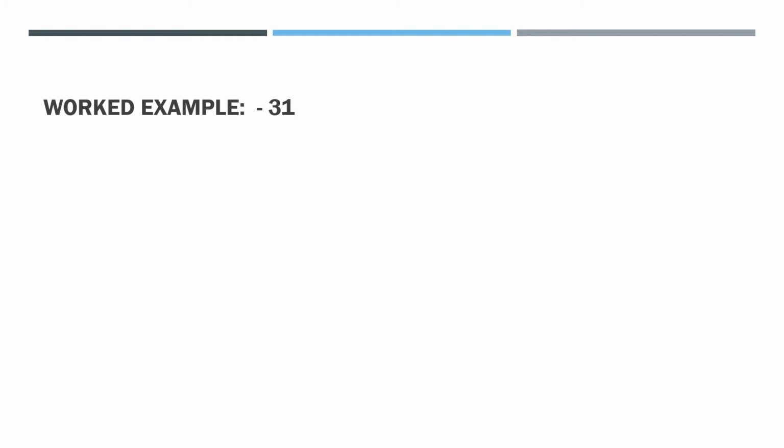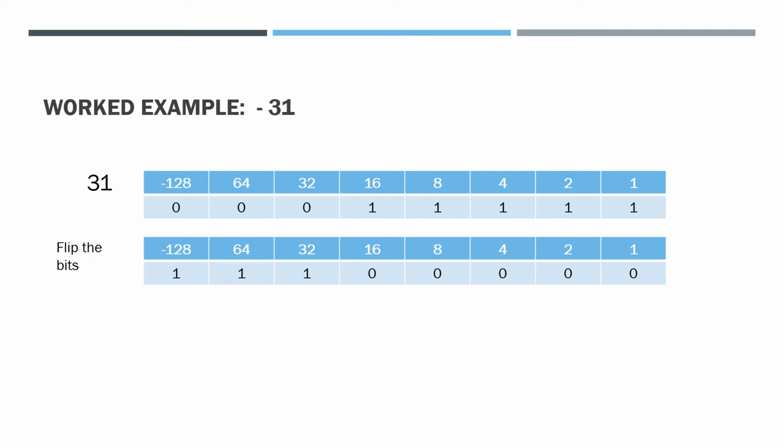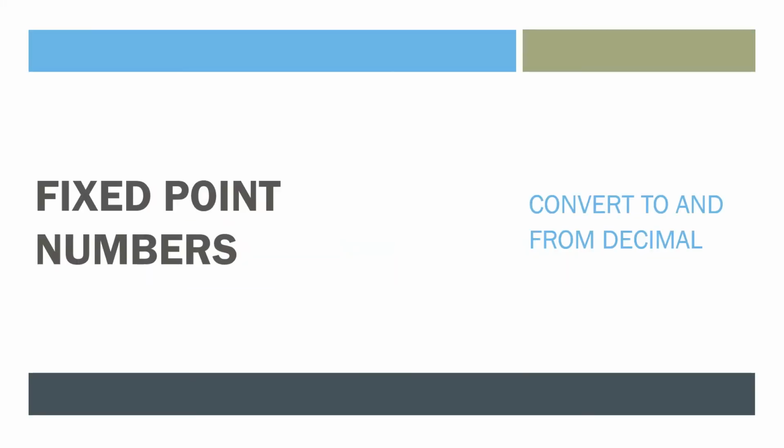So let's look at a worked example. Supposing we had to show minus 31 using 2's complement. The way I do it is to do 31. There it is, 1, 1, 1, 1, 1. And then I would flip all the bits. There we are. And then add 1. Increment the lowest bit. And there it is. And let's just check that we've got the right answer. Minus 128 plus 64 plus 32 plus 1 is minus 31. But it's easier to do the flipping and incrementing than to work that out.